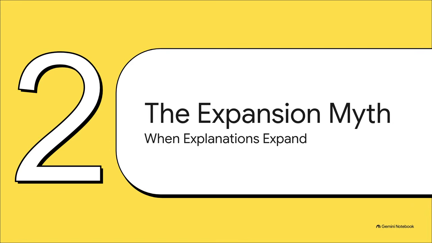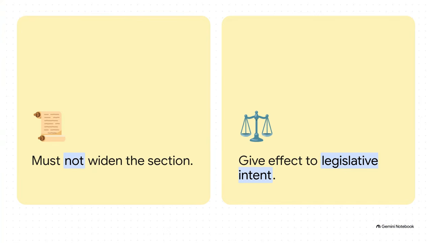Section 2. The expansion myth. So there is a stark, undeniable contrast between the old rules and modern reality. The traditionalist view screams from the rooftops, you must not widen the section. But the modern reality? Well, if a true reading of an explanation shows that it has indeed widened the scope of the law, the court has to give effect to that legislative intent. And they'll do it completely regardless of that harmless explanation label slapped onto it. Essentially, if it acts like an expansion, the courts are going to treat it as an expansion.